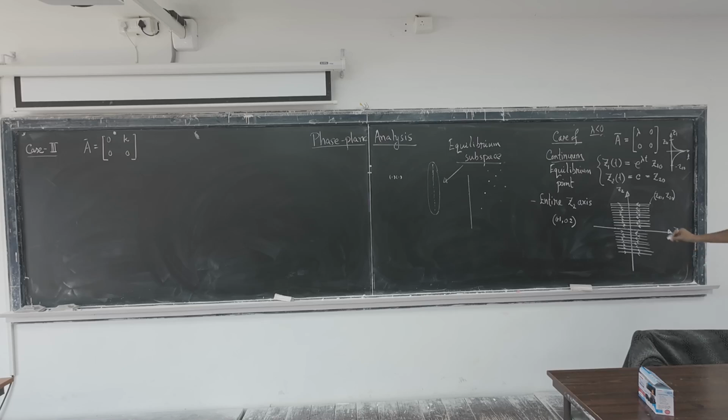So ultimately what is happening? This entire Z2 axis is the equilibrium subspace, right? This is the case of continuum equilibrium points, and this is attractive in nature. As long as there is one zero eigenvalue, it is still attractive. Although not asymptotically stable, this is one of the cases of marginal instability, but the nature is still attractive. Okay.